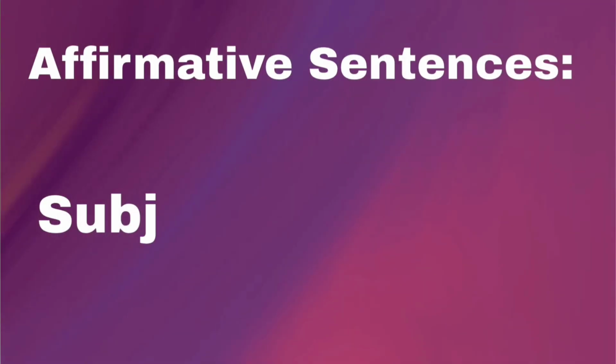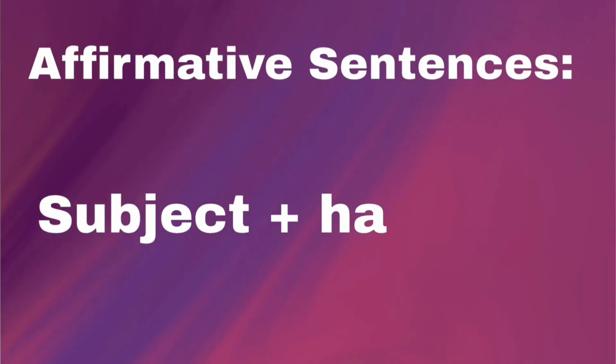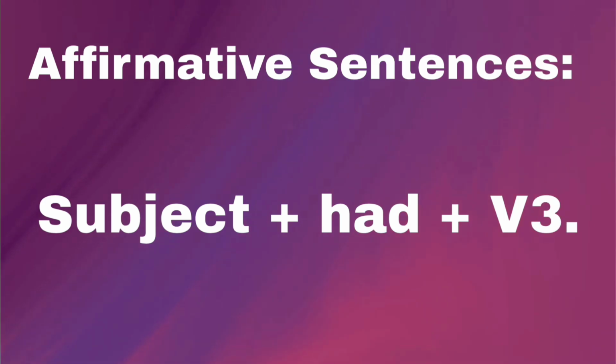Now let's see the structure of sentences. You know there are three types of sentences: affirmative, negative, and interrogative. So let's start with affirmative sentences. In affirmative sentences, we use first subject, then had, then V3 or third form of the verb. Let's have a look at some examples.